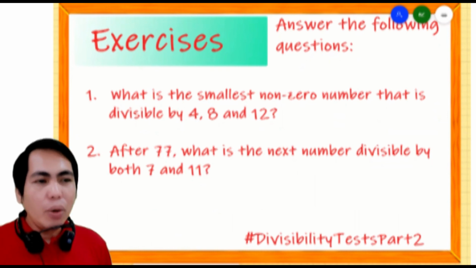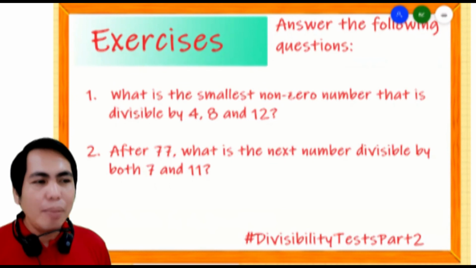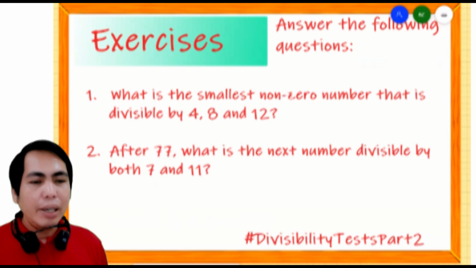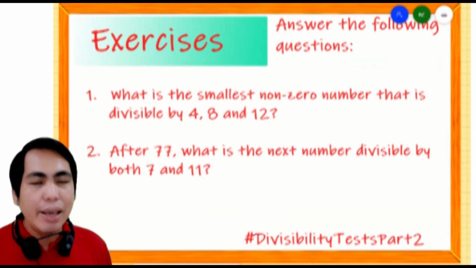So the following questions are: number 1, what is the smallest non-zero number that is divisible by 4, 8, and 12? And number 2, after 77, what is the next number divisible by both 7 and 11?